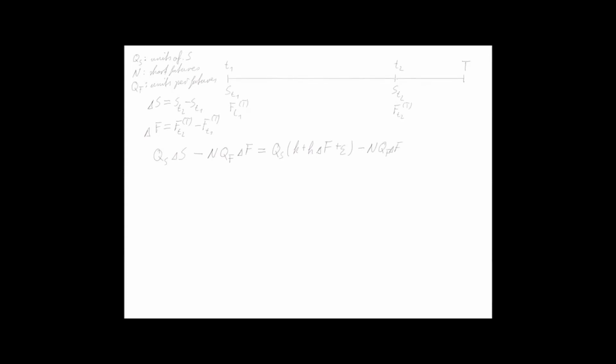And the aim is going to be to choose the number N of short positions in futures such that we minimize the variation of this overall position. Now, what is this variance?